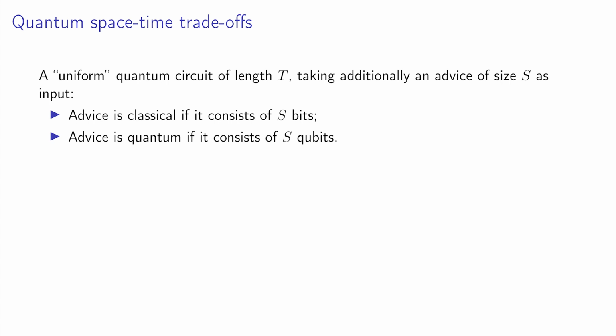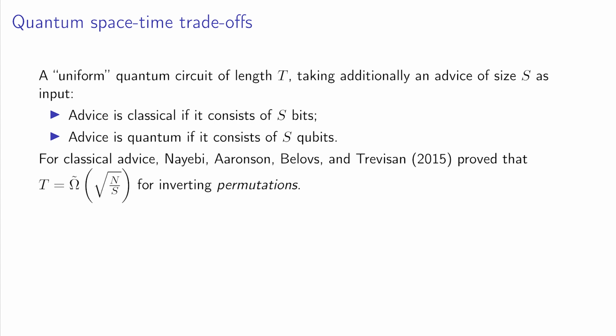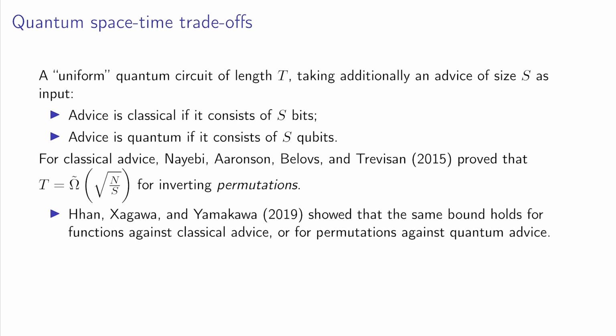For the case of classical advice, Nayebi, Aaronson, Belovs, and Trevisan in 2015 proved that time square root of N over S is required for inverting permutations, which is a slightly different distribution than inverting random functions. Independently, Hamoudi, Kasahara, and Yamakawa in 2019 proved that this exact same lower bound also holds for inverting functions. Furthermore, they also extended the permutation case to handle quantum advice.